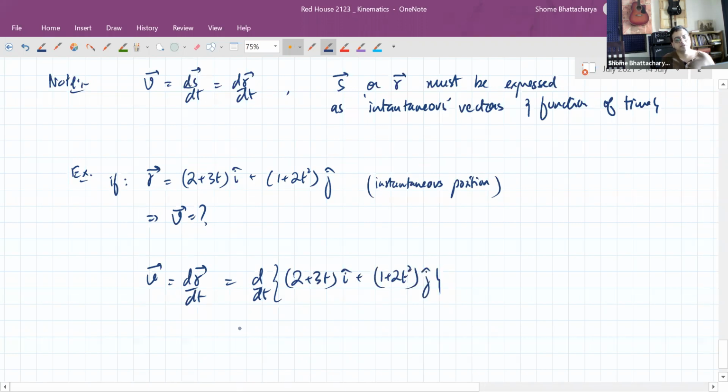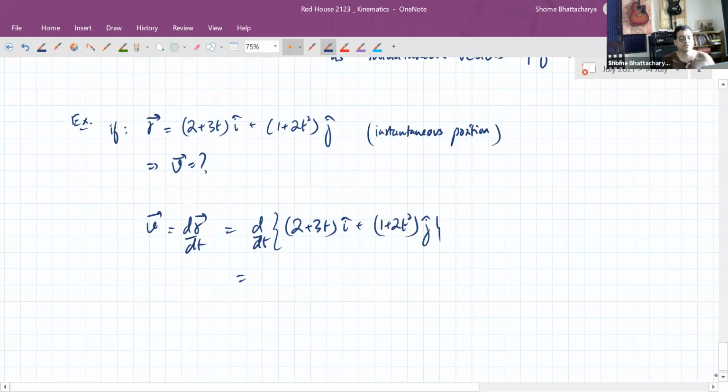Okay. And then when I operate the differentiation, just treat i cap and j cap like any constants, like we do in differentiation. Because they are constants, independent of the motion. i cap is always the same thing. It is a unit vector along the positive x-axis. j cap is always the same thing. It's invariant. So it's not changing with time.